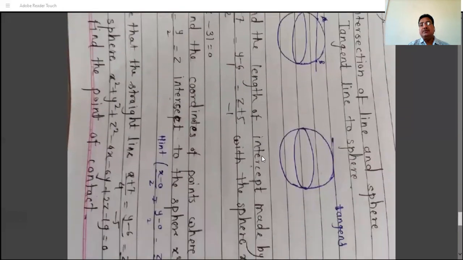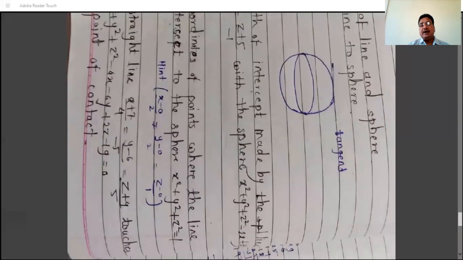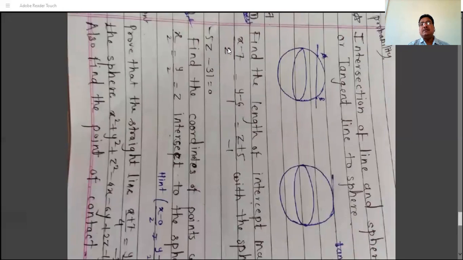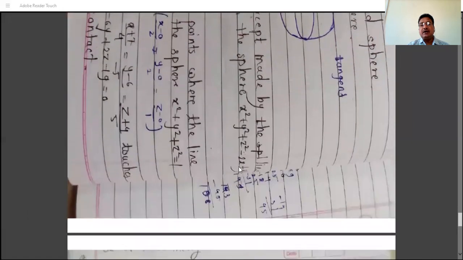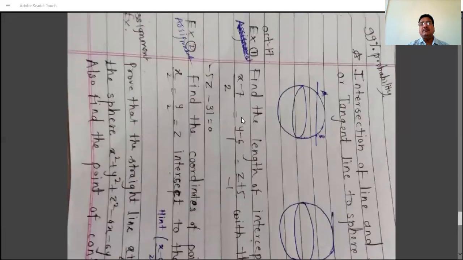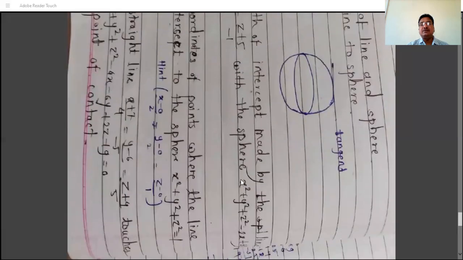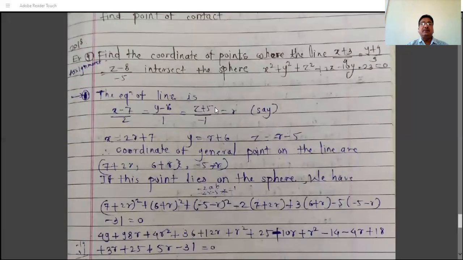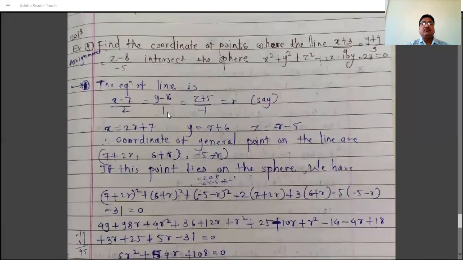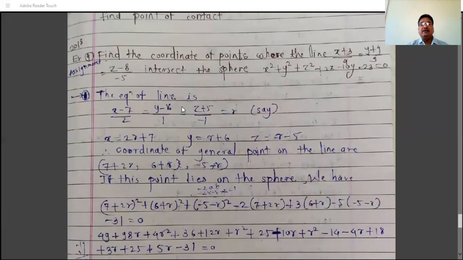Find the length of the intercept made by the line (x minus 7)/2 = (y minus 6)/1 = (z plus 5)/(minus 1) with the sphere. What is the equation of the sphere? x square plus y square plus z square minus 2x plus 3y minus 5z minus 31 is equal to 0. So write this problem, and the answer of this problem is this. That is, the equation of the line is this.